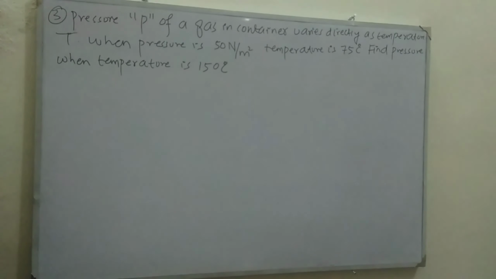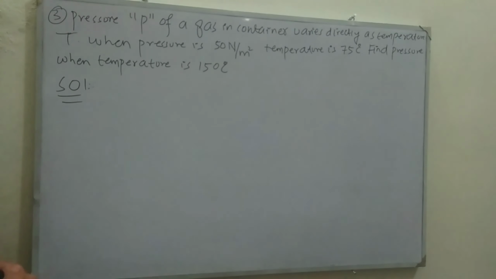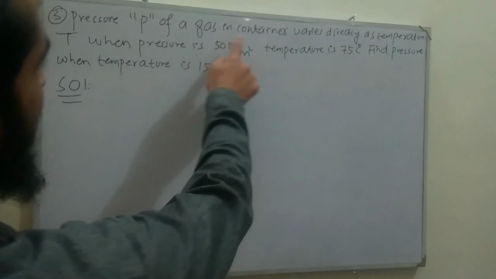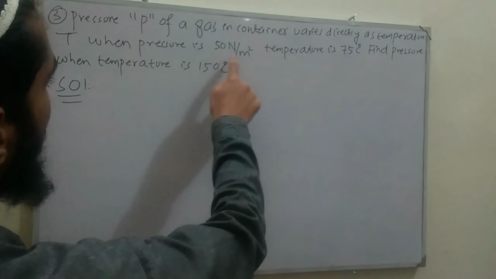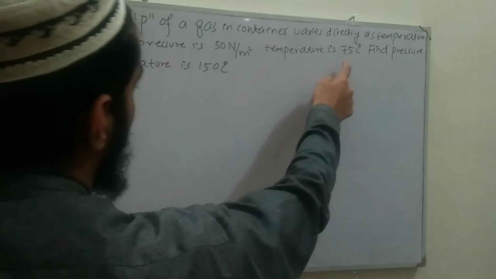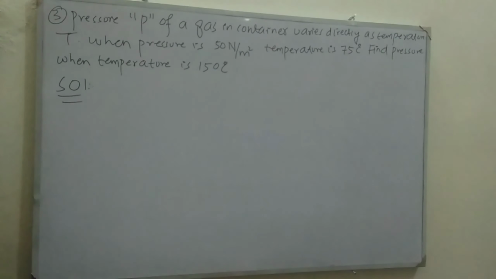Question number 3 of exercise number 3.5 variation. Solution. Question 3 tells that pressure P of a gas in a container varies directly as the temperature T. When the pressure is 50 Newton per meter square, the temperature is 75 degrees centigrade. Find the pressure when the temperature is 150 degrees centigrade.